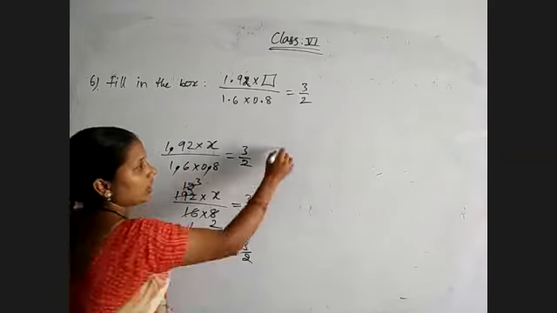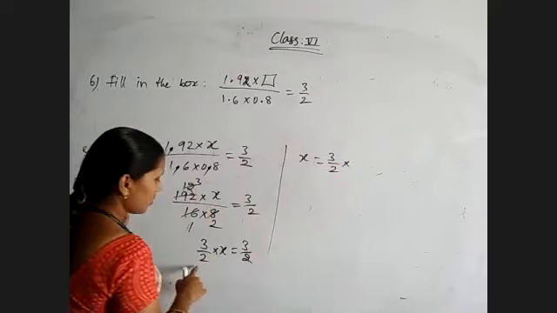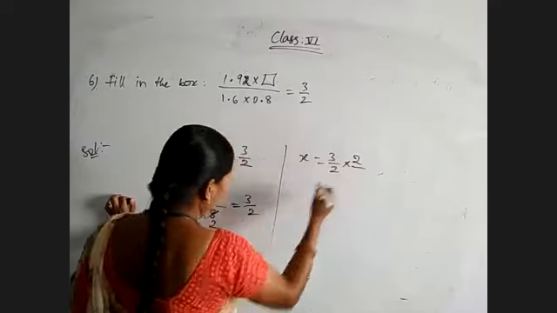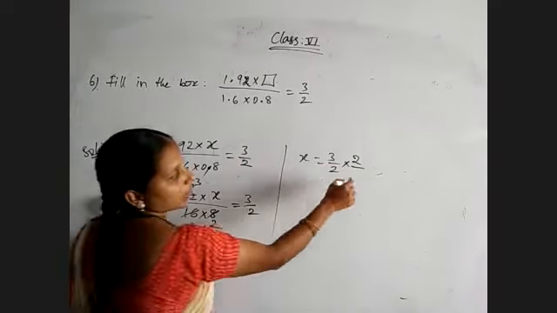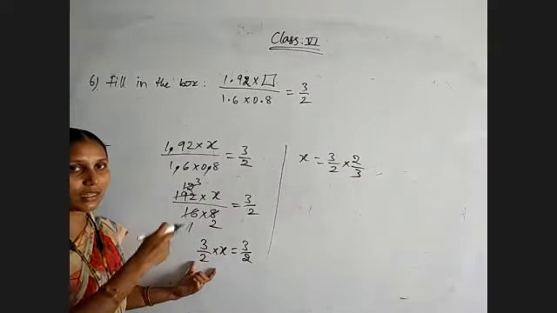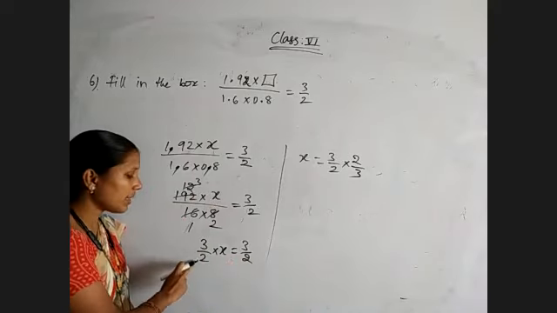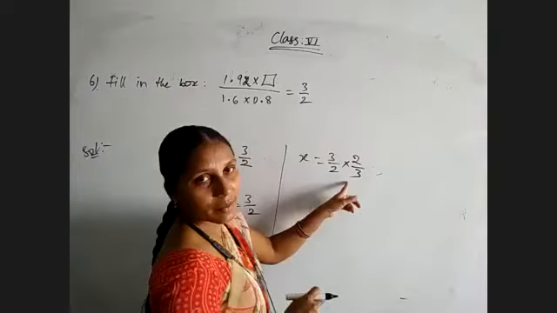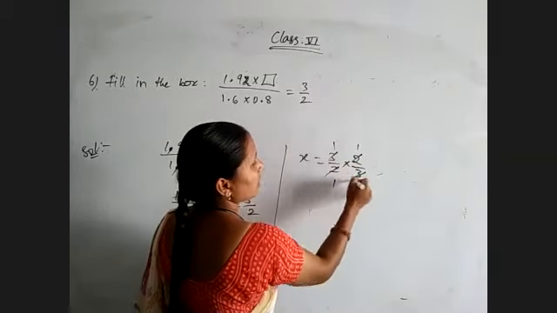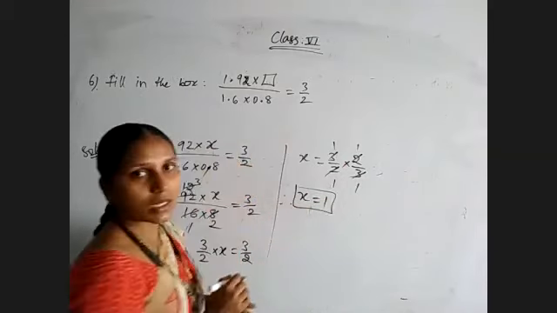Now x will be equal to 3 by 2 into, so this is in division, by bringing it to this side it becomes multiplication, and this is in multiplication, by bringing it to this side it becomes division. So remember, if you are getting a fraction on one side and you want to transfer it to the other side, you must take its reciprocal. So the reciprocal of 3 by 2 is 2 by 3. We brought it to this side. Then 2 ones are 2 ones are, 3 ones are 3 ones are. So x is equal to 1. That's all.